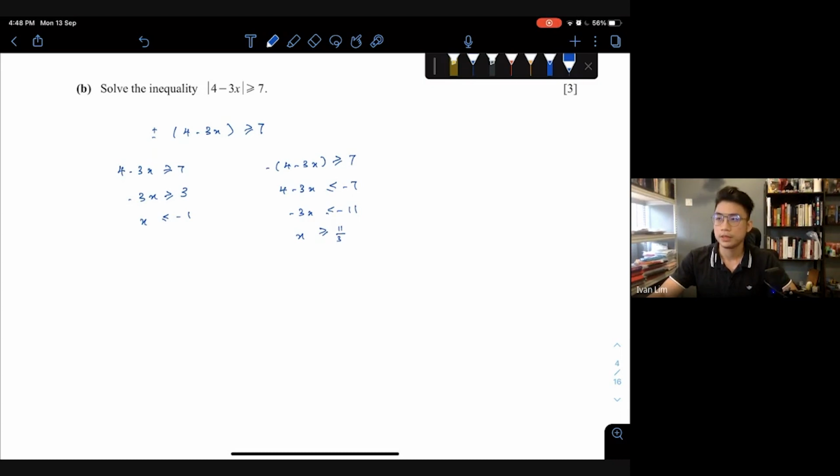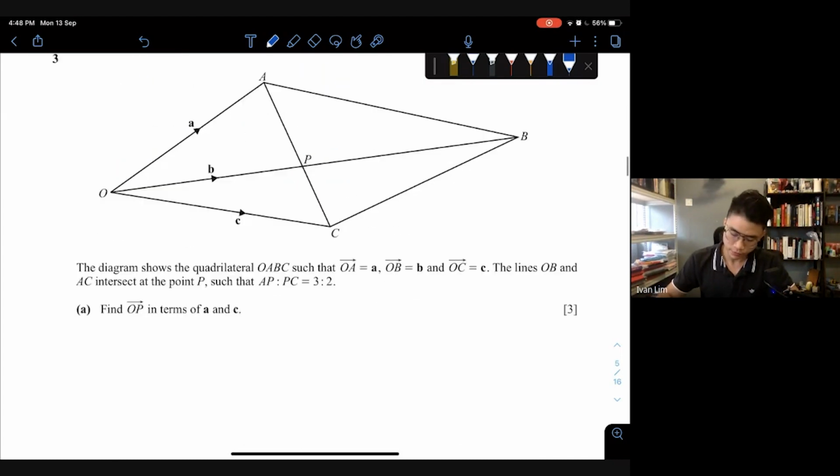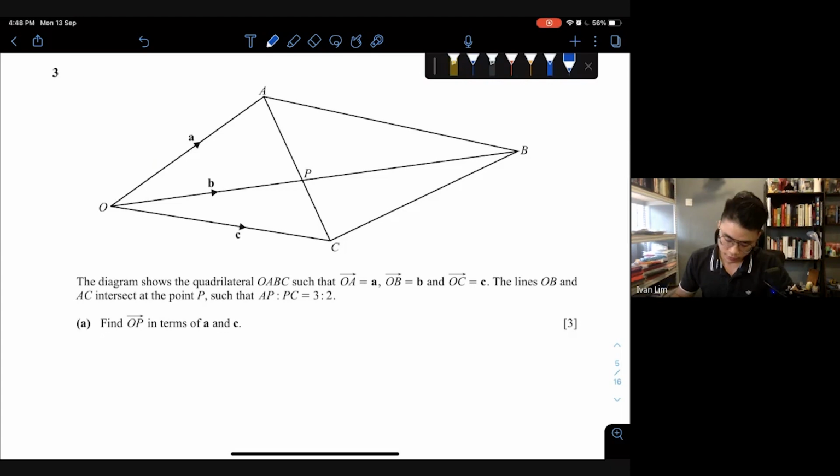Okay, let's move on. Third question. The diagram shows a quadrilateral OABC such that vector OA equals A, OB equals B, and vector OC equals C. The lines OB and AC intersect at the point P such that AP to PC equals 3 to 2. Find OP in terms of A and C.